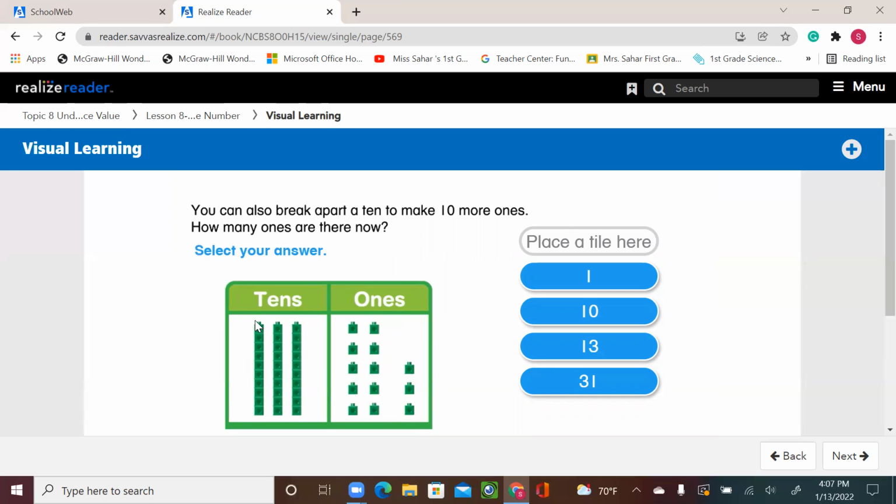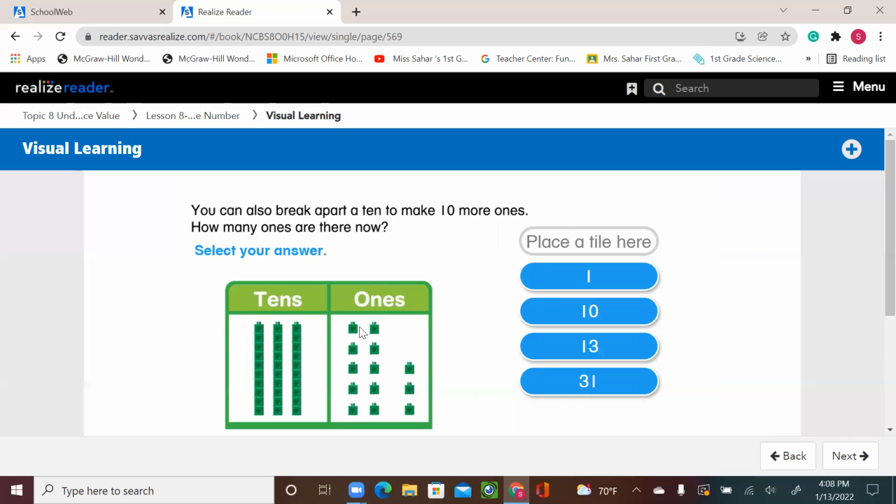So let's see how many tens I have. 10, 20, 30. And then I can count on to see if I have it right or not. 30, 31, 32, 33, 34, 35, 36, 37, 38, 39, 40, 41, 42, 43. So I have the same answer, the same number, but I put it in a different way.